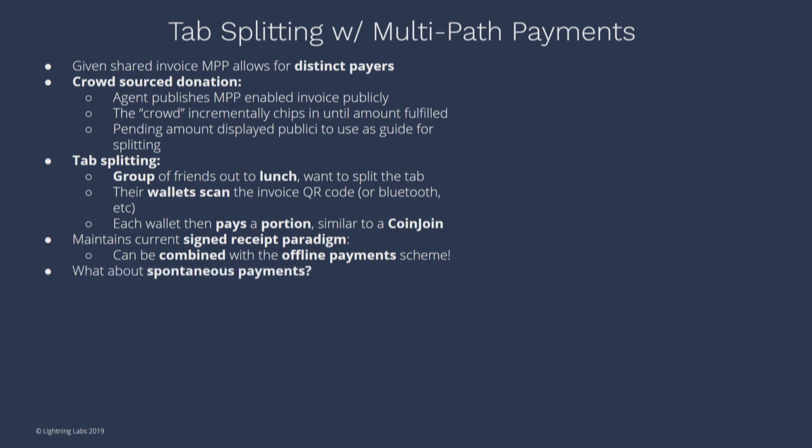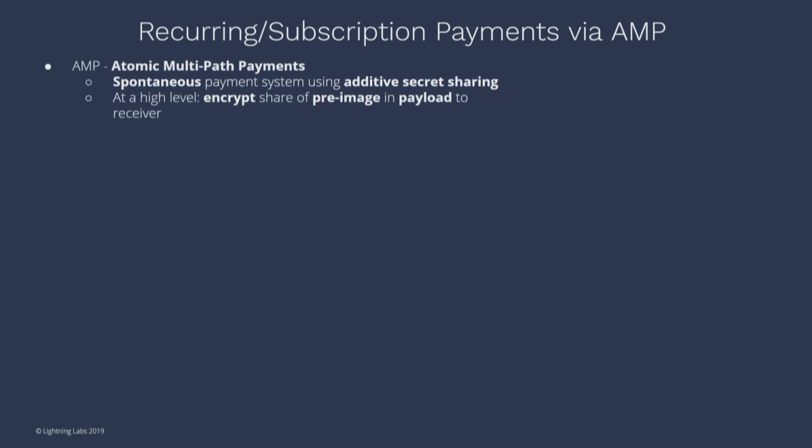What else? Spontaneous payments. I guess now we'll get into this other one. So let's talk about AMP. This is a slightly different version of multi-path payment, but we call it AMP because it's fully atomic. It's atomic meaning that the receiver cannot pull the payments until every single piece has got there.